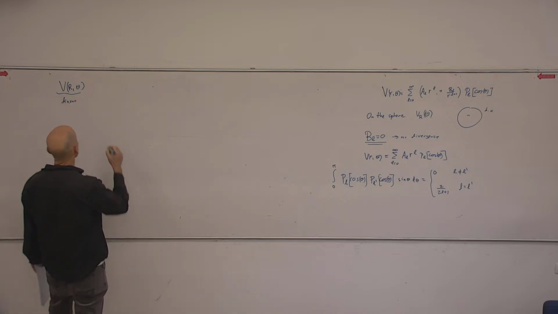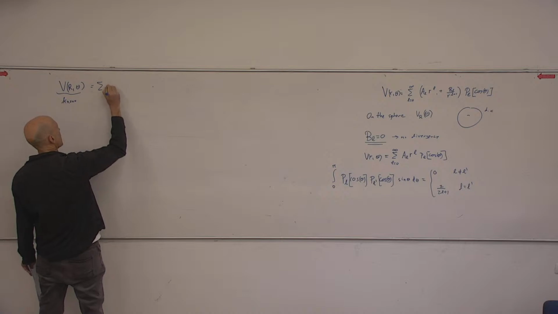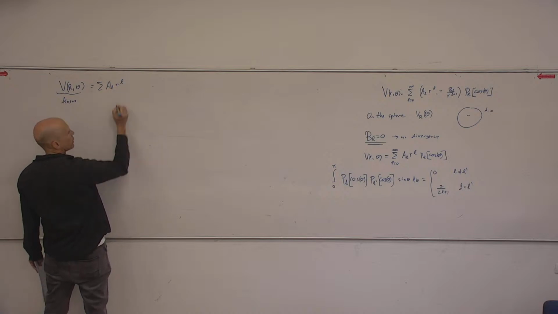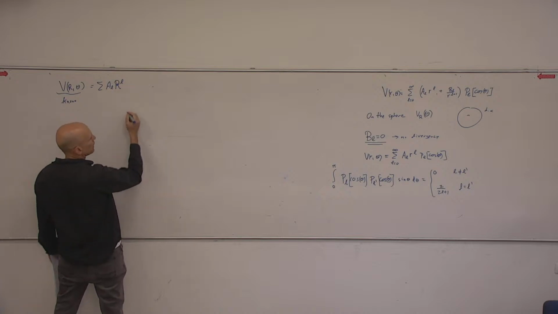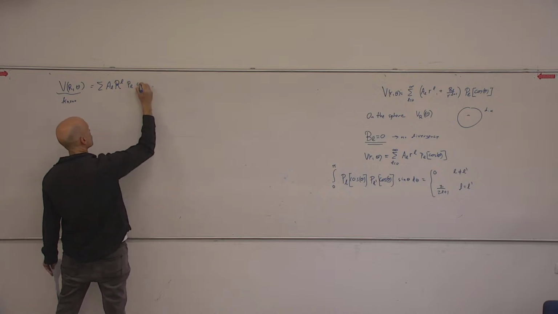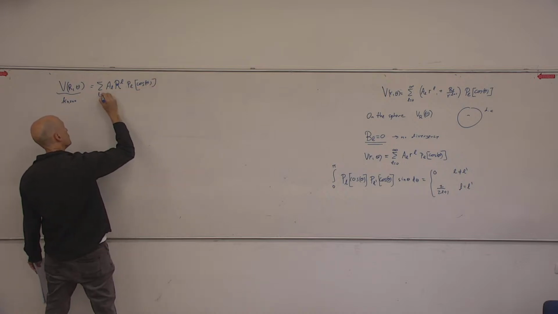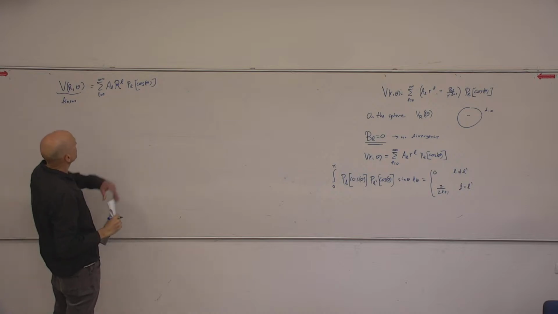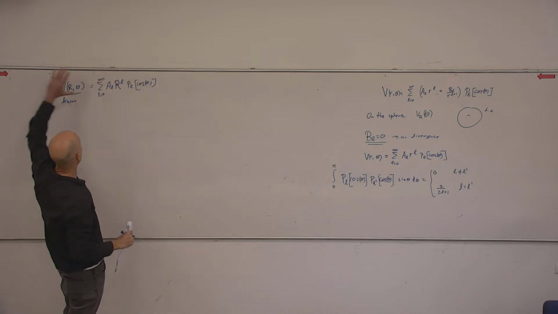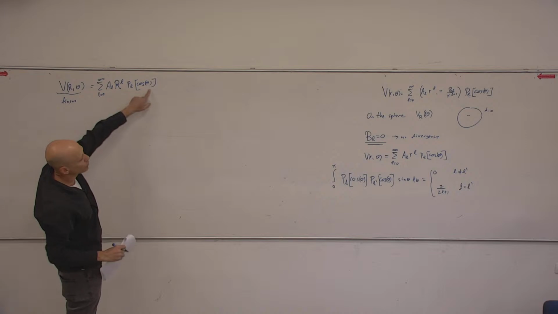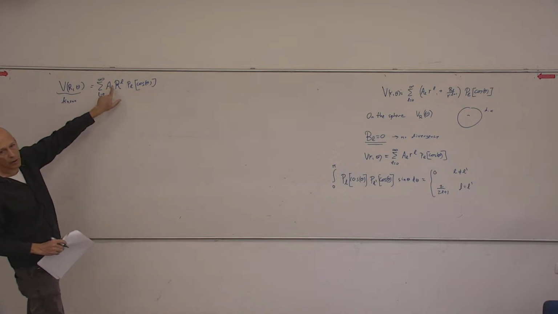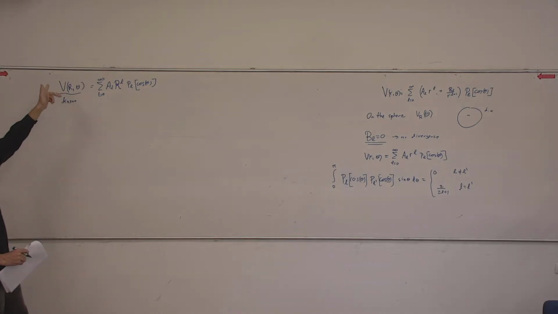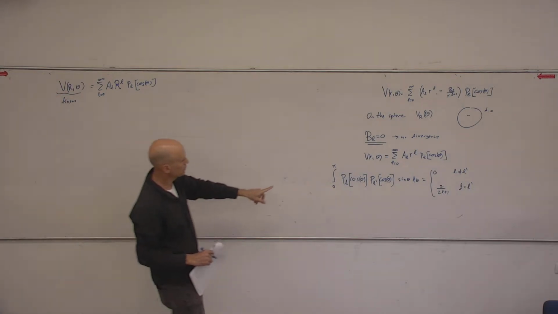I just need to plug in some A_L R to the power L, but now it's capital R because I'm on the boundary, P_L cosine theta, L from 0 to infinity. I multiply this function with P_L prime on the other side. I do the integration on cosine theta. I'm left with only A_L R^L using my filter with this equation.